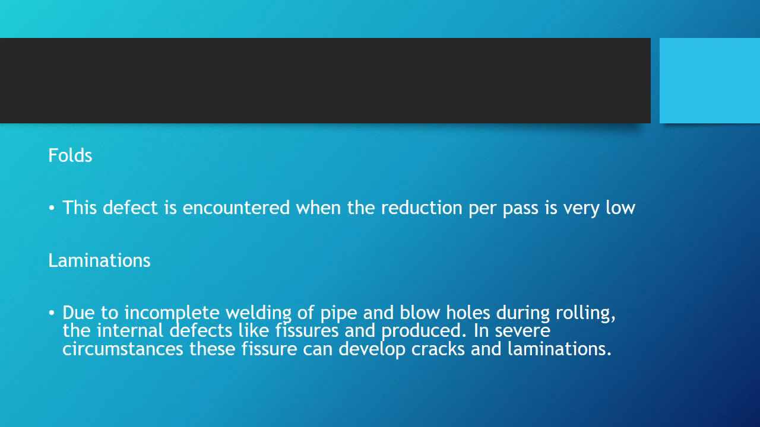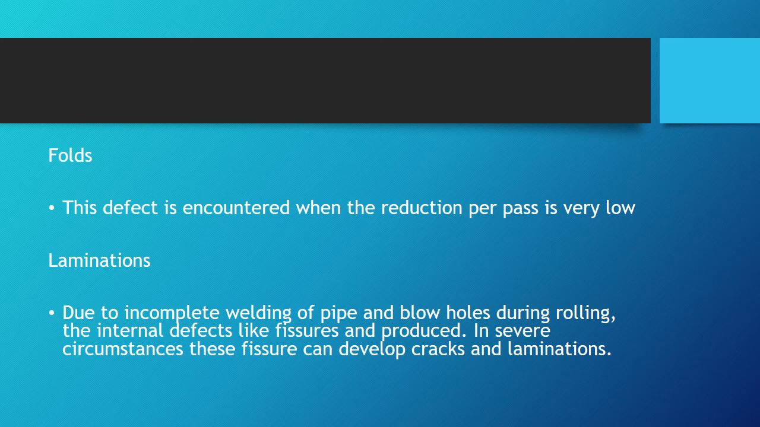The next kind of defect is called folds, or a folding of material. This happens when the reduction rate per pass is very low, so you are reducing a very small thickness of the material in a single pass. Then the layers of the material will be such that you will see these layers kind of folding. This kind of defect is called folds.